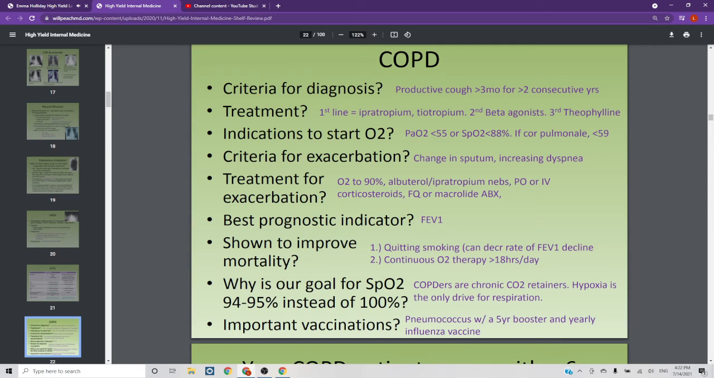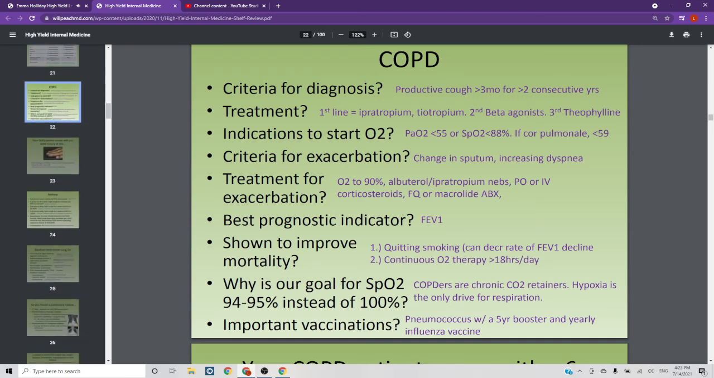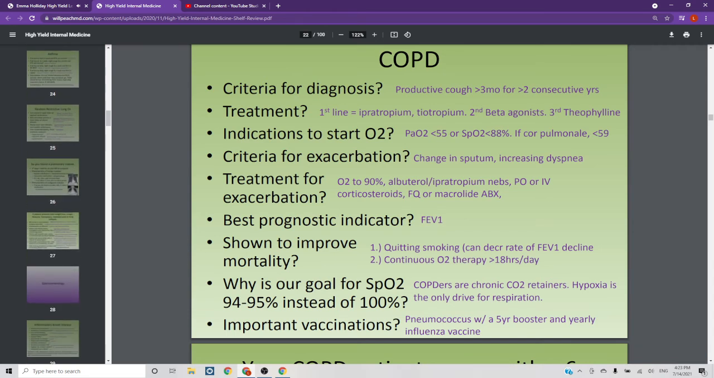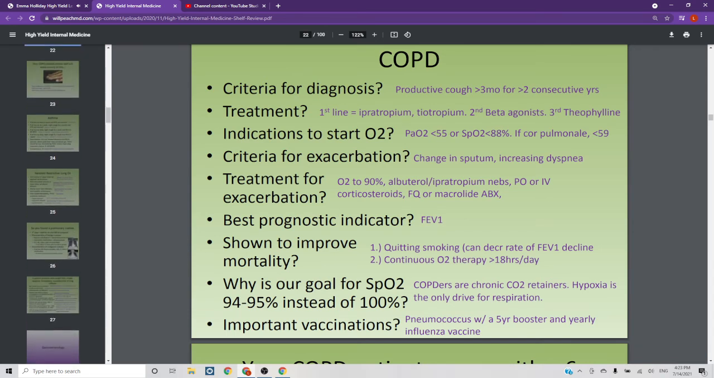And what's been shown to improve mortality for COPD? 2 things. Yeah, oxygen for a long time, greater than 18 hours a day, I think sounds right to me. And then if they smoke, they gotta quit smoking. So those are the 2 things that have been shown to help. And then an important question, why is our goal for pulse ox 94 to 95% instead of 100? Absolutely, yeah. So these folks are chronic CO2 retainers, so their little respiration sensor doesn't really work in terms of pH or CO2. So they really need hypoxia to drive their respirations.